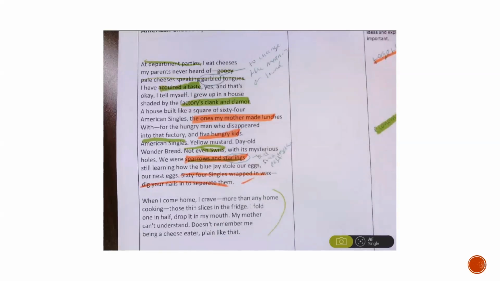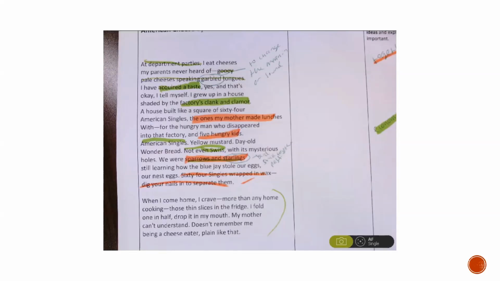And at the beginning of the poem, this gentleman, or the speaker, is eating cheese that's different from what his parents eat, right? He didn't even eat Swiss cheese. So he's probably eating these fancy foreign cheeses, and that's what the personification is telling us. Instead of just saying straight out, hey, I like to eat fancy cheese from other countries, he's saying the cheese is gooey and pale and speaks garbled tongues.